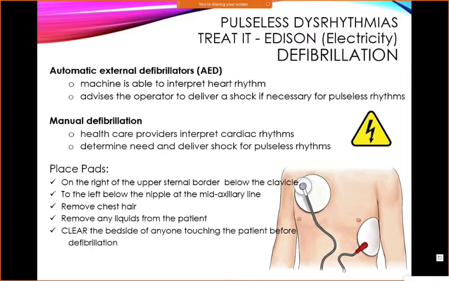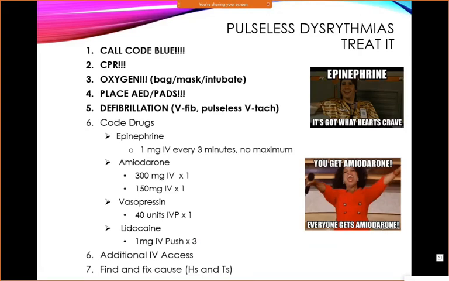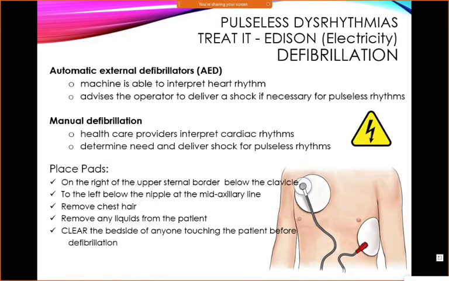This is the only time you do Edison before medicine, is when the patient is dead. Otherwise, you do meds first and then electricity as your last resort. Here, when your patient is pulseless, you do electricity first and then you go to code drugs. So you can see here, defibrillation goes before drugs. Dead patients get Edison before medicine. Otherwise, you do medicine before electricity.